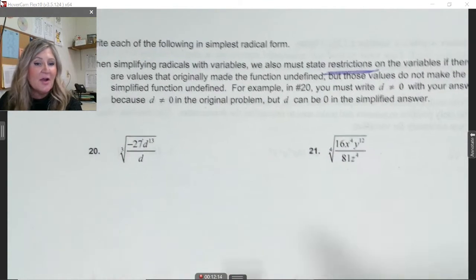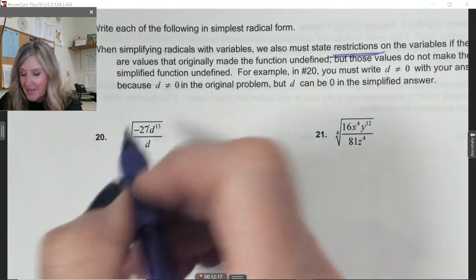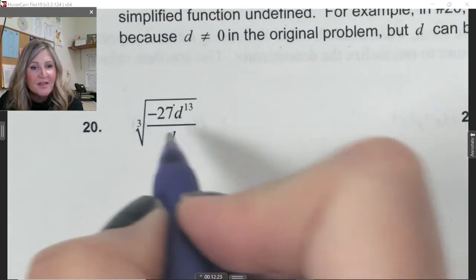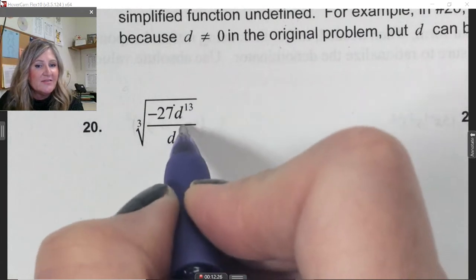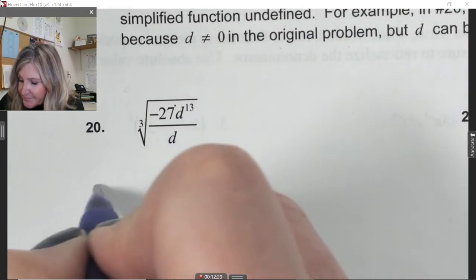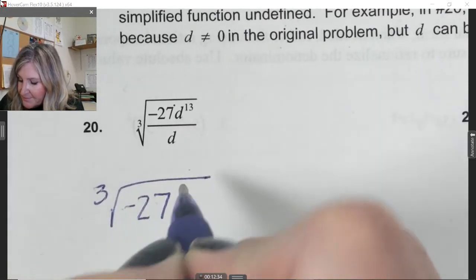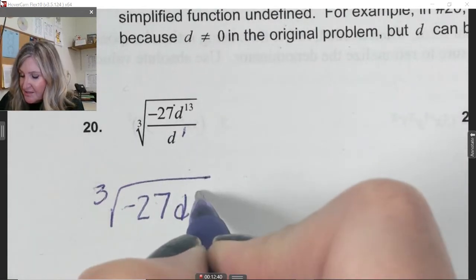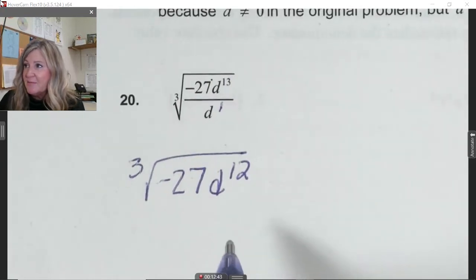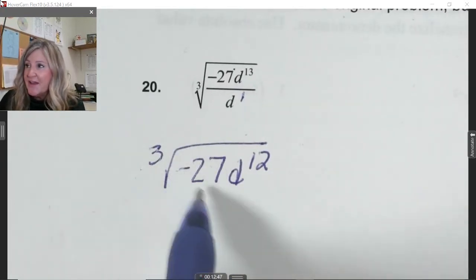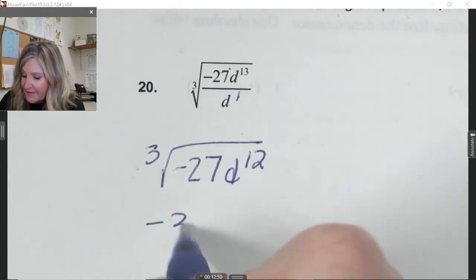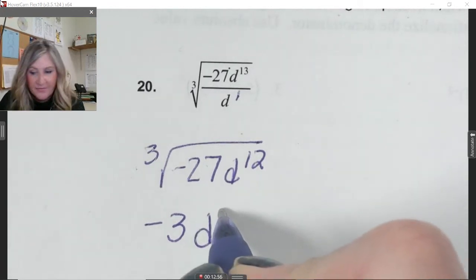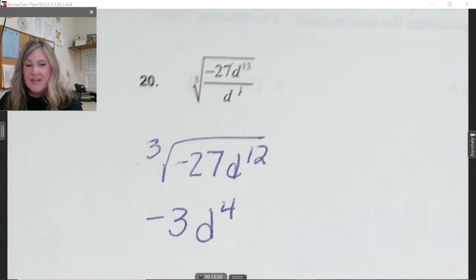All right, let's break this apart and see if we can understand what's going on here. The first thing we always do when we have a problem is we want to divide if we can. So, can I divide d to the 13th divided by d to the 1st? What do I get? D to the what? 13, d to the 13th divided by d to the 1st would be d to the 12th, right? So first I'm going to simplify. Now, what is the cube root of negative 27? Negative 3. What is the cube root of d to the 12th? D to the 4th. Okay, so we think, oh, pretty easy problem.